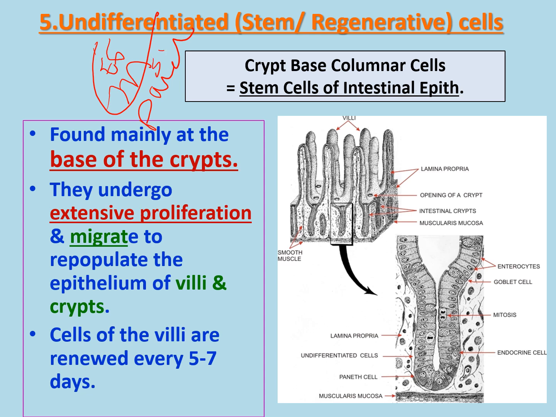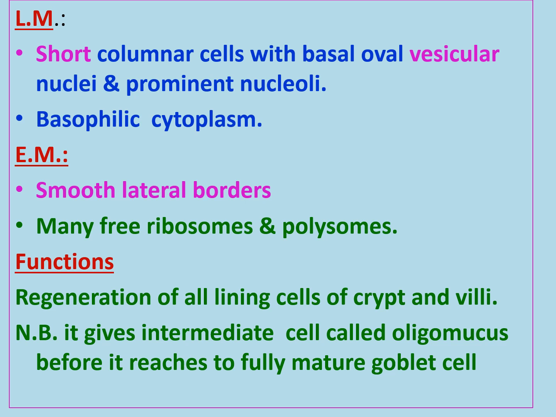It is found mainly at the base of the crypt. It will undergo many divisions and migrate upward to regenerate different types of cells of the villus and the crypt. It can make complete regeneration of the cells of the villus and the crypt in nearly 5 to 7 days. As with any stem cell, it has a basophilic cytoplasm, a vesicular active nucleus with prominent nucleoli. In the small intestine all cells are columnar, but as this is a stem cell, it will be a short columnar cell.